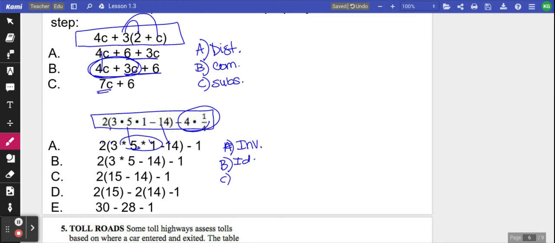For C, they have 3 times 5 equals 15. Substitution. For part D, they distributed the 2. And for part E, they took 2 times 15 and instead wrote 30, and 2 times 14 and instead wrote 28, which is substitution. And it's missing F, which was the final answer of 1, and that would also be by substitution, because 30 minus 28 is 2, minus 1 is 1.